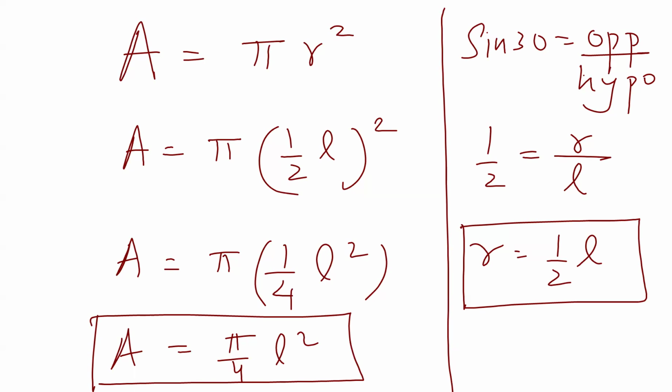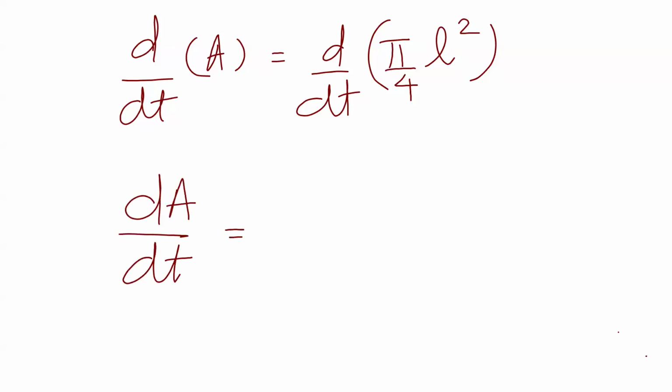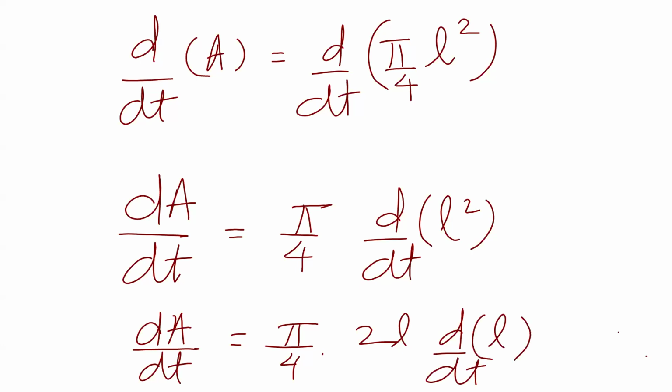So the differentiation part will be done with respect to time. So we'll have to use d by dt on both the sides. d by dt of A, d by dt of pi by 4 L square. So dA by dt, take pi by 4 outside, d by dt of L square. So dA by dt, pi by 4, 2L, d by dt of L.